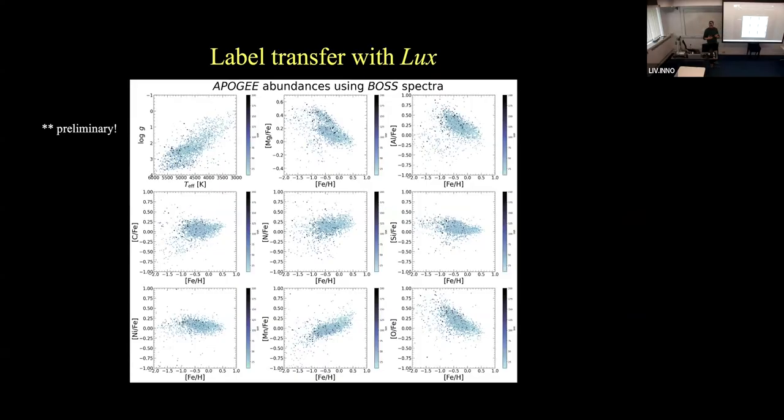Here's another example showing how we did the same thing. We did label transfer between 2 different surveys, in this case Apogee and BOSS. Different to the previous result, in this case we're comparing 2 different surveys of different resolutions. Apogee is much higher resolution, which means it's more certain data. BOSS, on the other hand, is much lower resolution, much less certain data. But even with less certain spectra, we can still learn the parameters that you would get with higher signal to noise and better data.